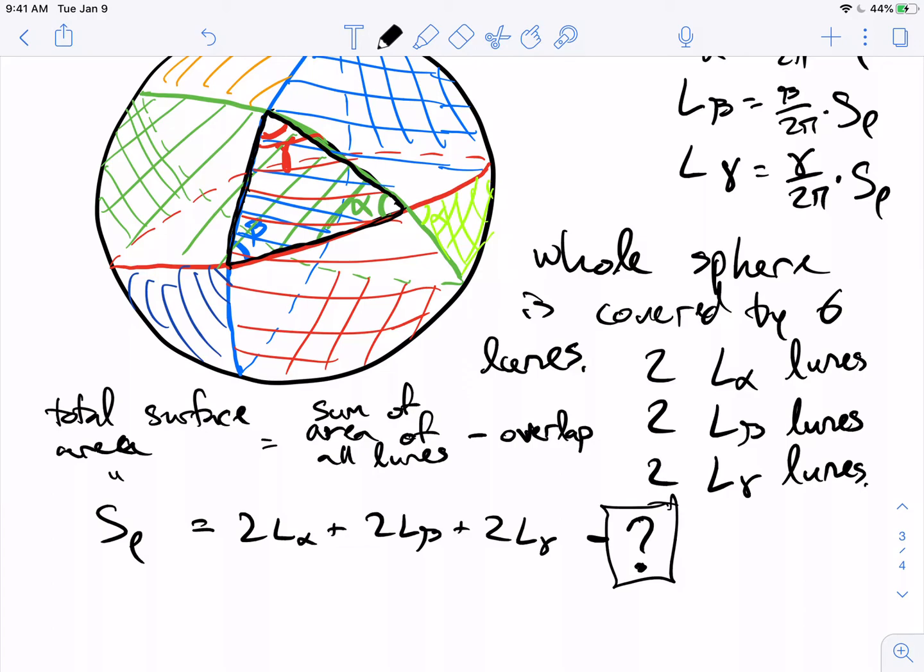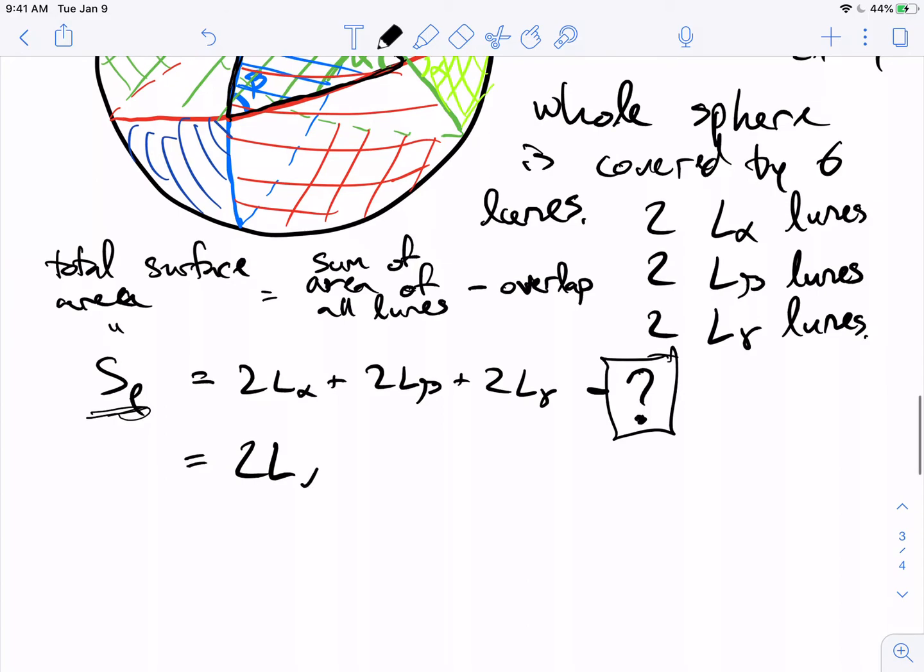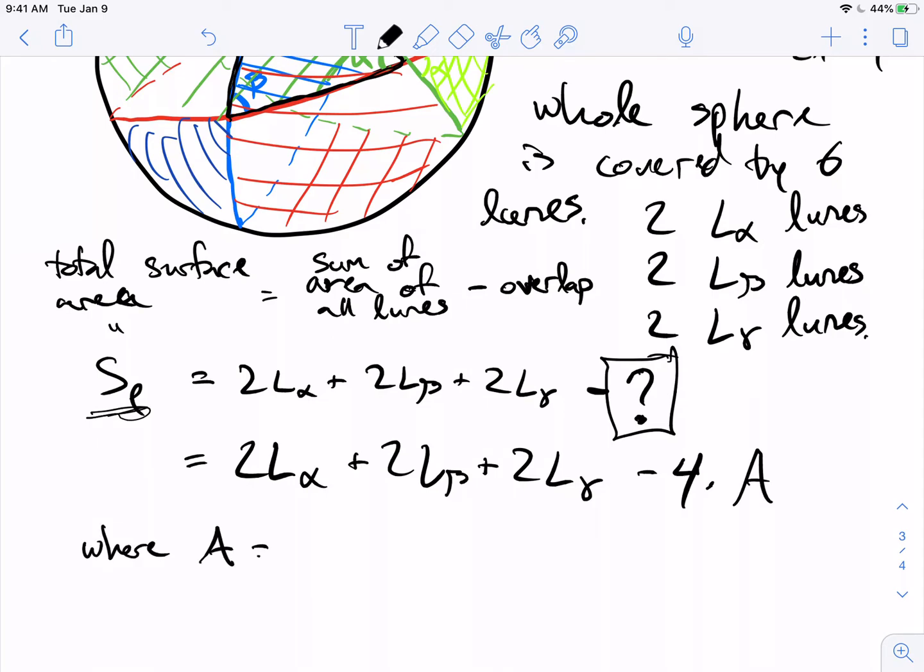And 2 of those times, we actually want to count for the total surface area. And then there's 4 extras. And so the overcount is going to be 4 times the area of that triangle. Minus 4 times the, well, I'll call it A, where A is equal to the area of the triangle with angles alpha, beta, and gamma.